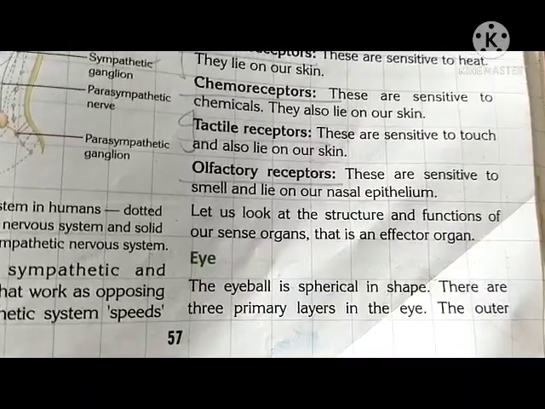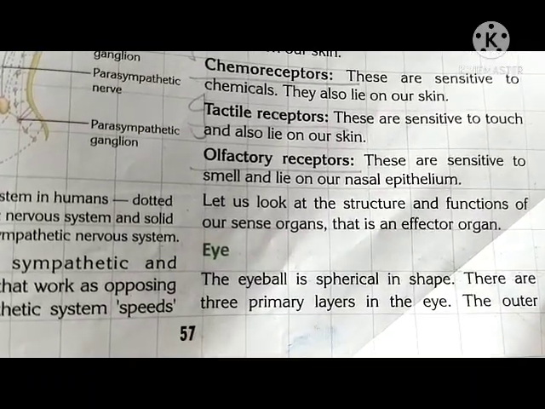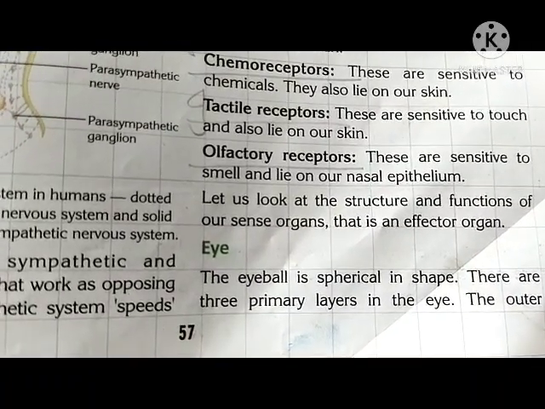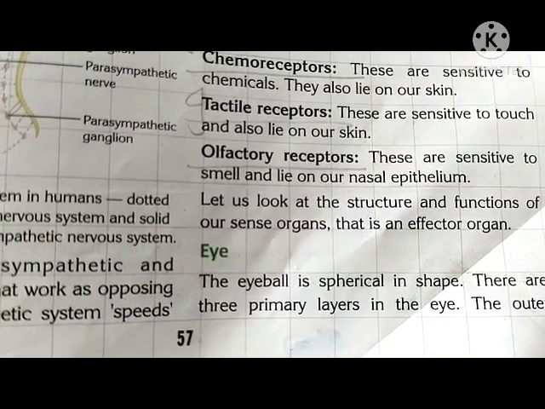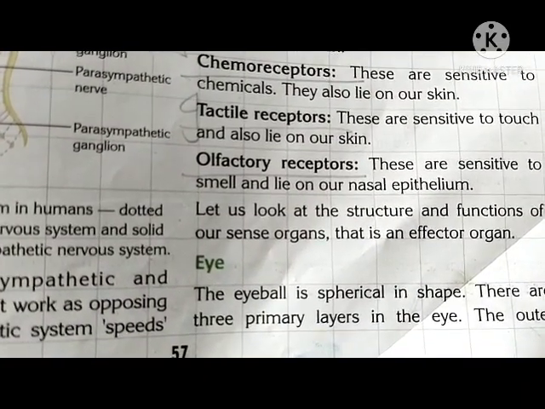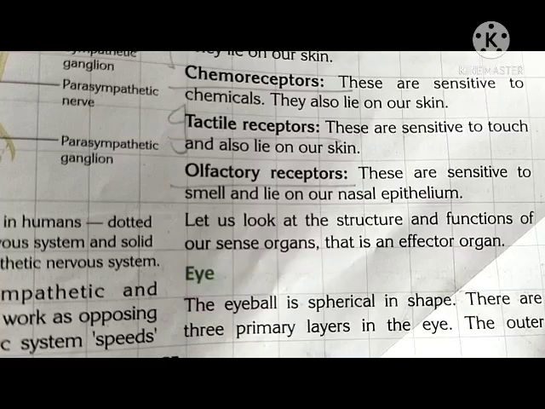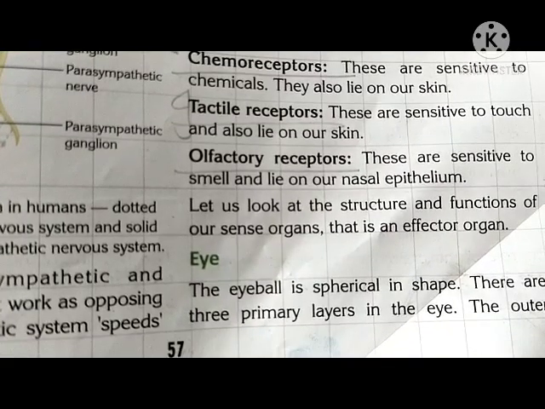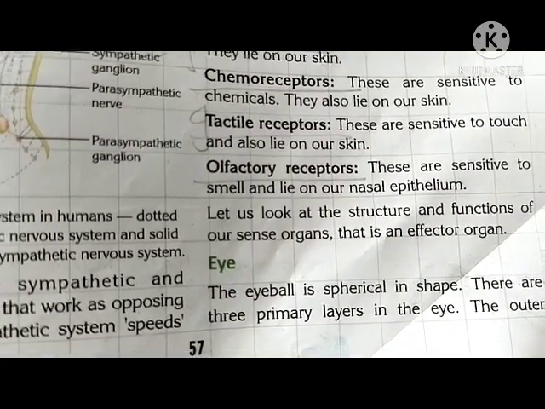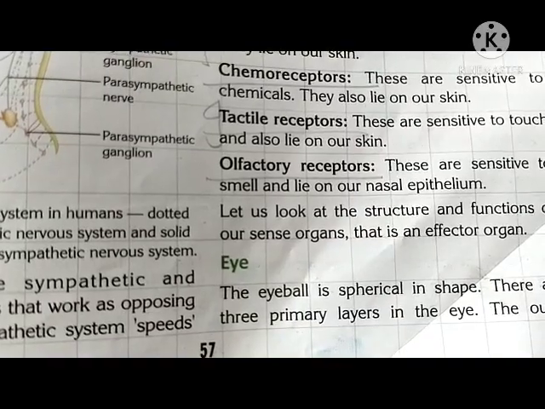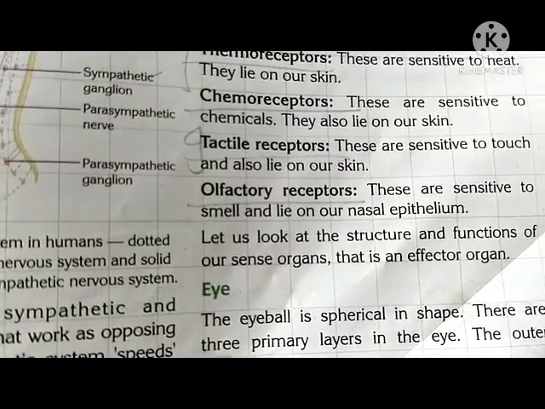Now the first sense organ which we are going to study is our eye. Firstly we will revise. Students, what does the eye contain? The eye contains photoreceptors, which means the eye is sensitive to light. For our eyes, which is the stimulus? Light is the stimulus for our eyes.